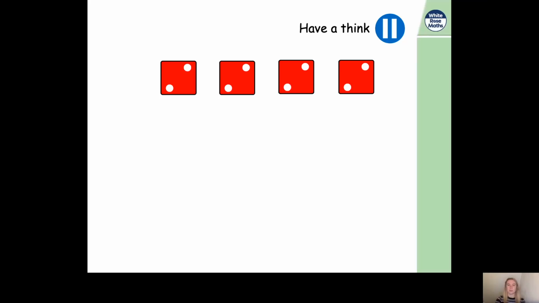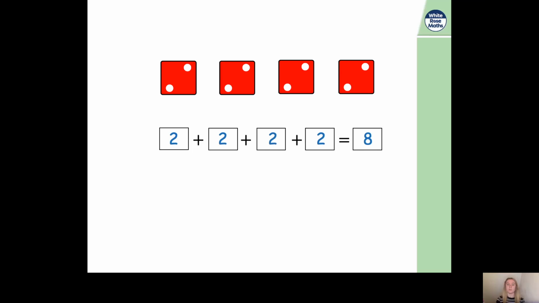So our addition number sentence. Well, we have 4 equal groups, don't we? And how many in each group? Well, there's 2 in the first group, 2 in the second group, 2 in the third, and 2 in the fourth. So we need to add 2 4 times. So 2 plus 2 plus 2 plus 2 is 8.